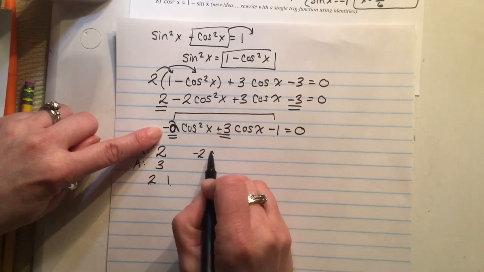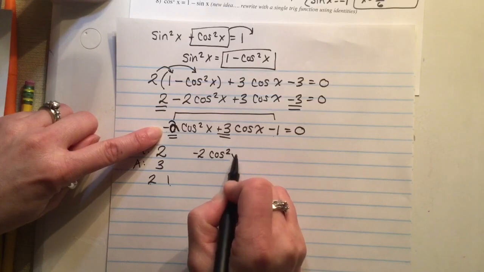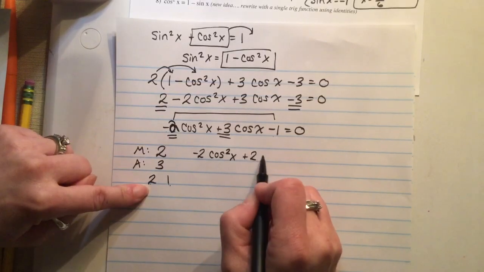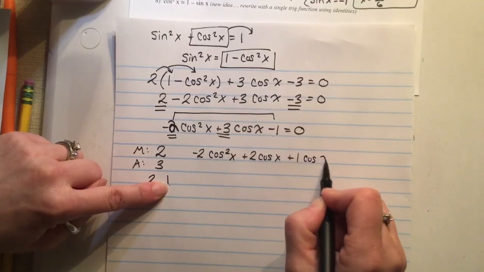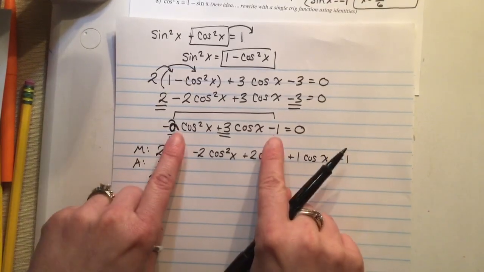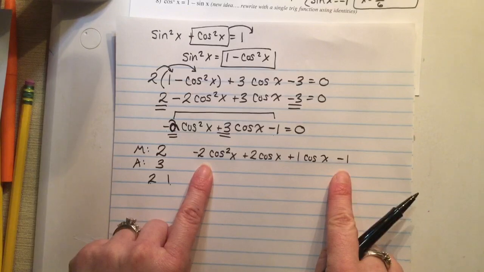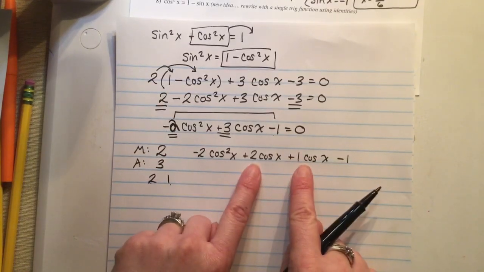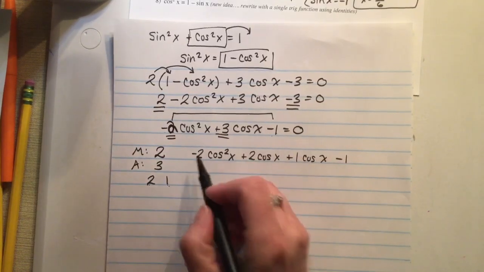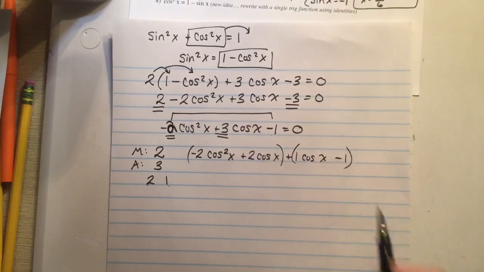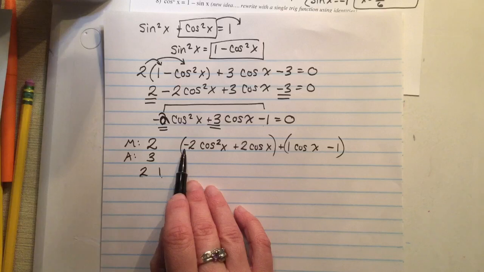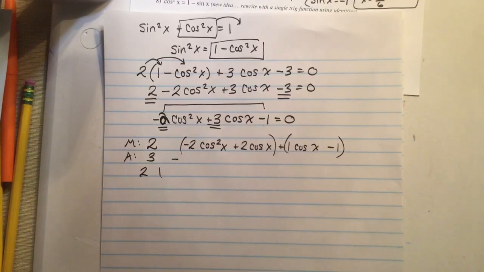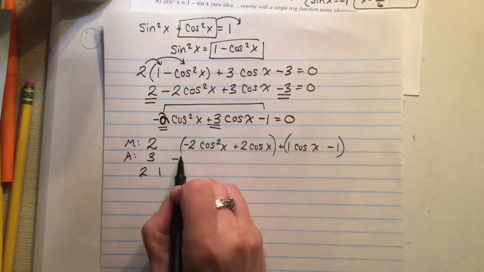The first term stays, negative 2 cosine squared of x, plus 2 cosine of x, plus 1 cosine of x minus 1. Again, notice your first term and your last term do not change. Your 2 and your 1, they go right in the middle. 4 terms. You're going to go ahead and do the grouping method. I don't like a negative out front here, so I'm going to take out the negative for sure. Both of these terms have a 2.